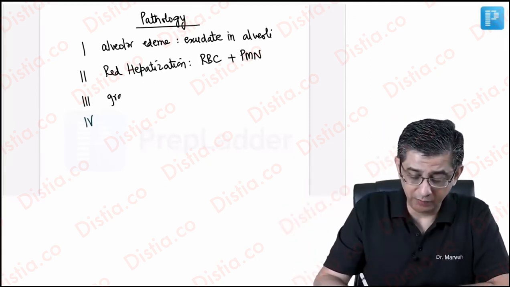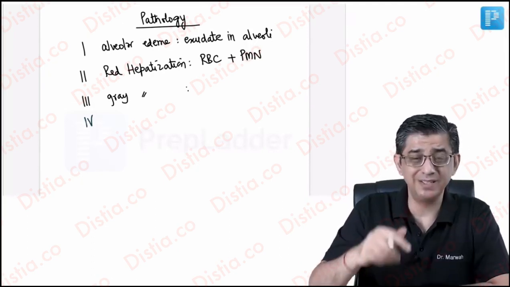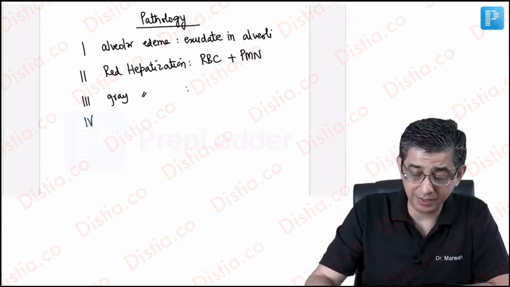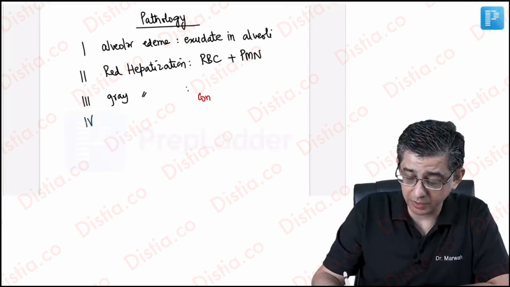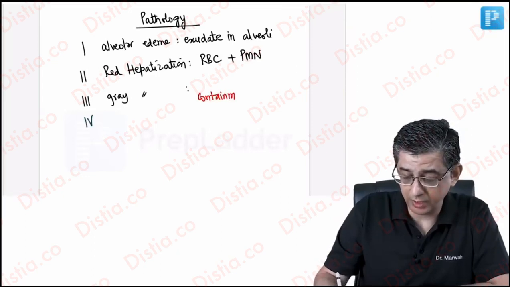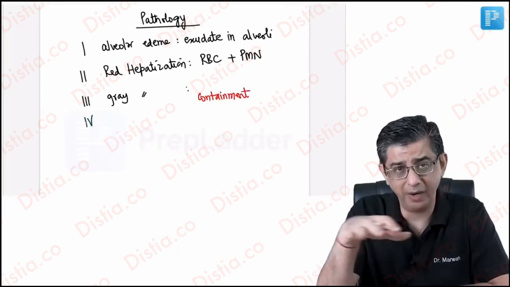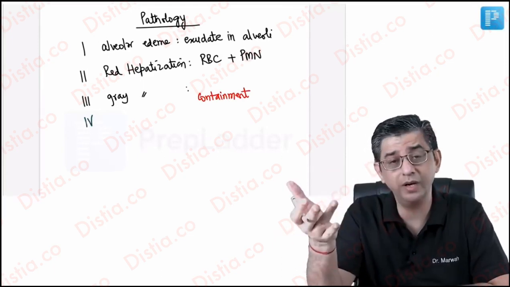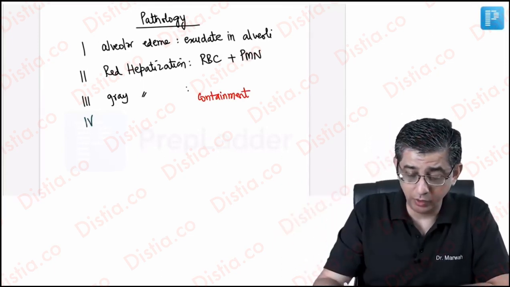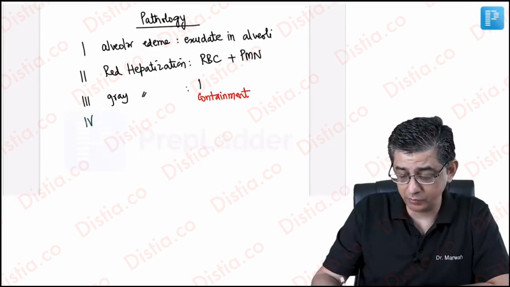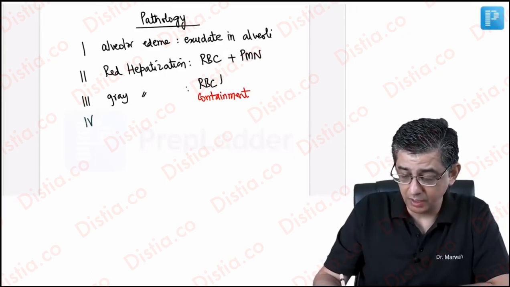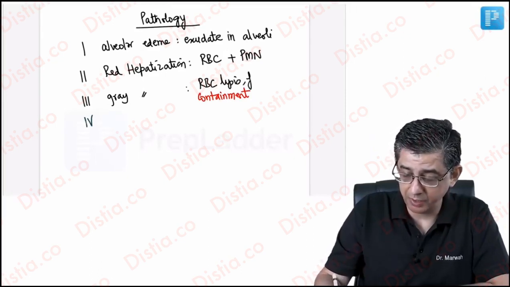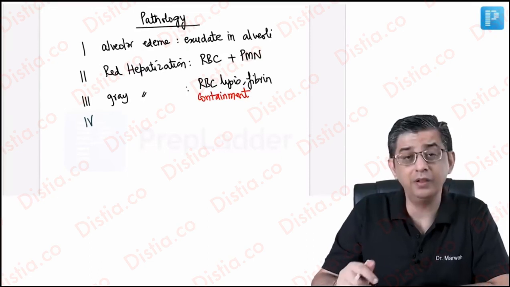Then subsequently, you have a stage of gray hepatization. What does gray hepatization signify? It signifies containment of infection. Because now what's going to happen is that the bacteria, the bad guys, are starting to get destroyed. So why you call it a gray zone is because the red blood cells would start getting lysed. At the same time, there will be fibrin deposit in the alveoli.